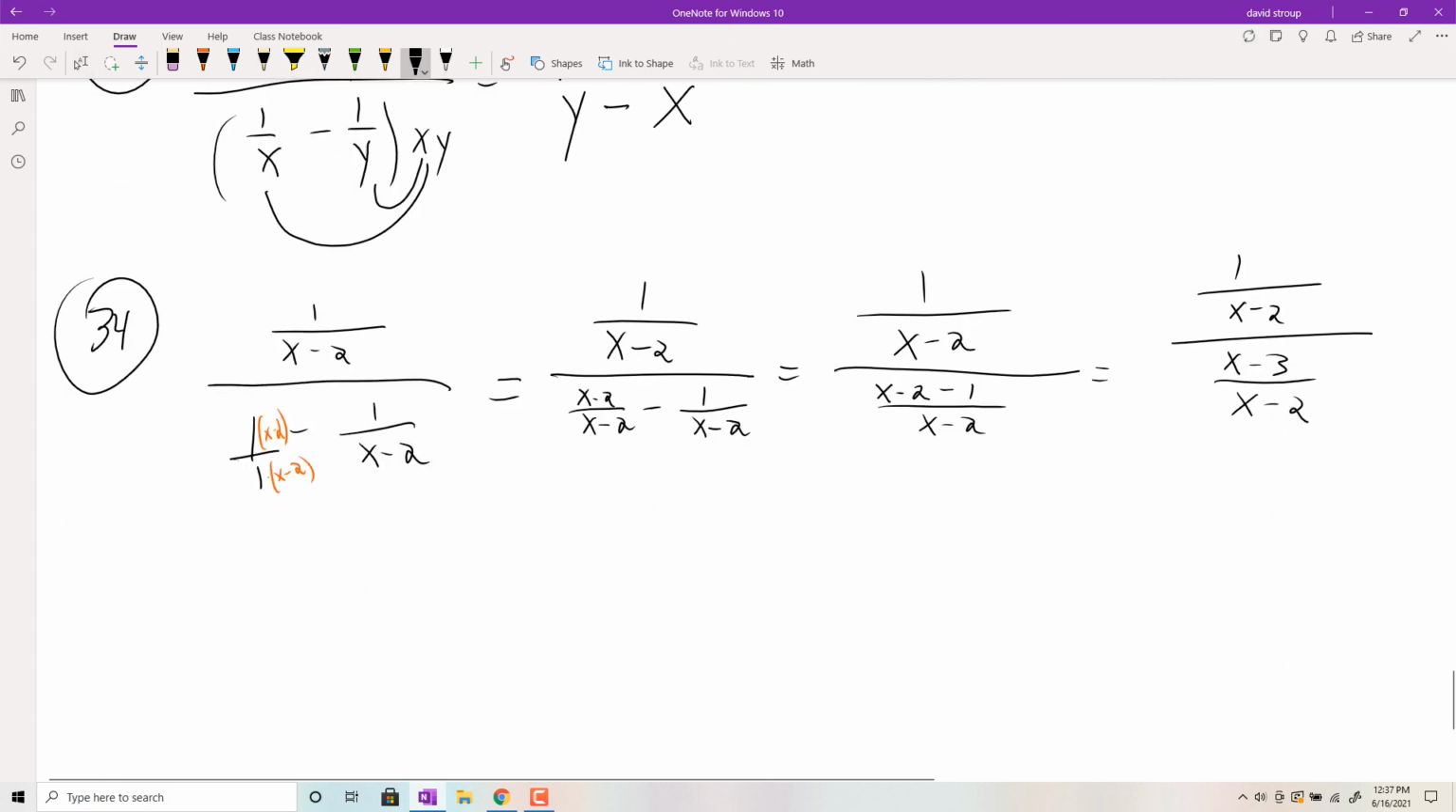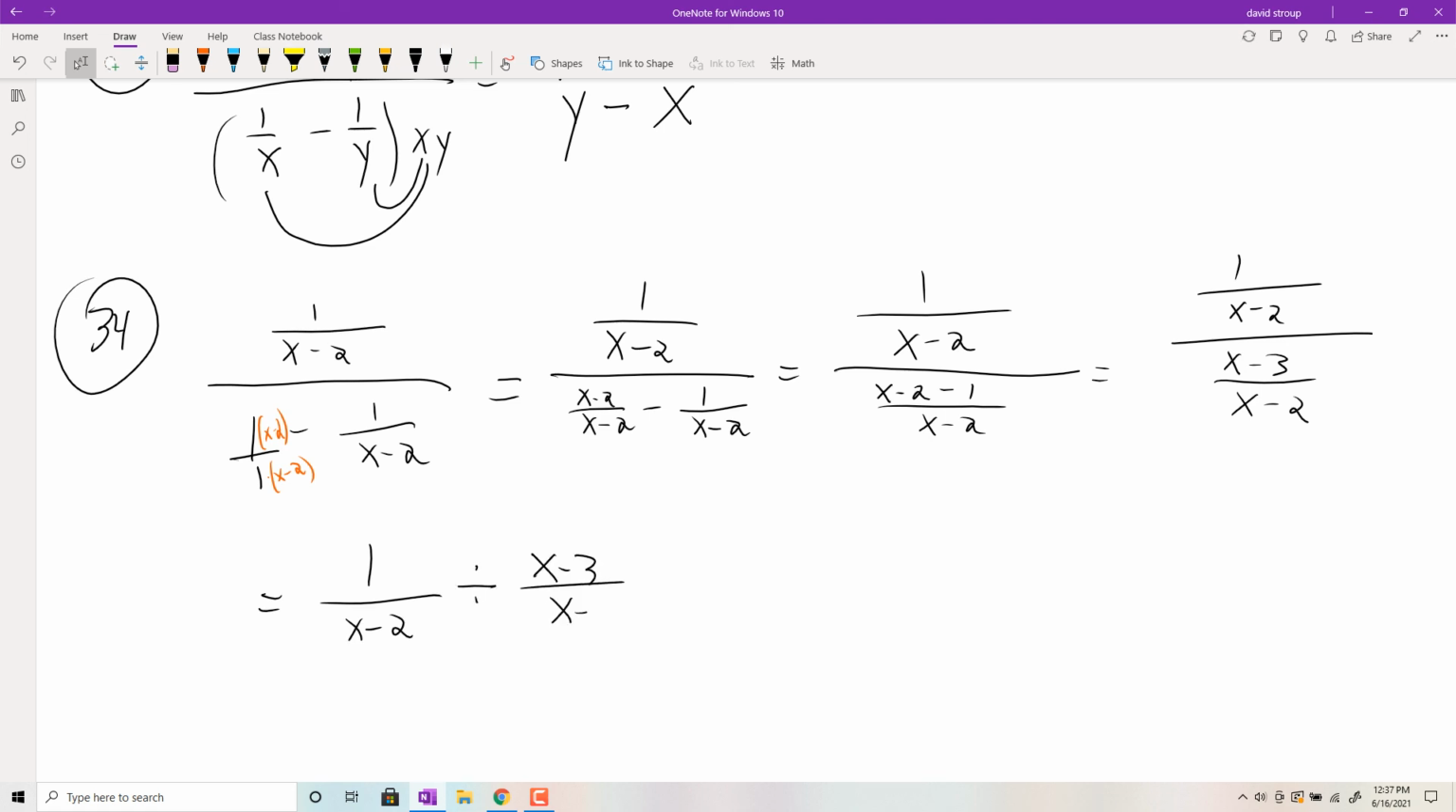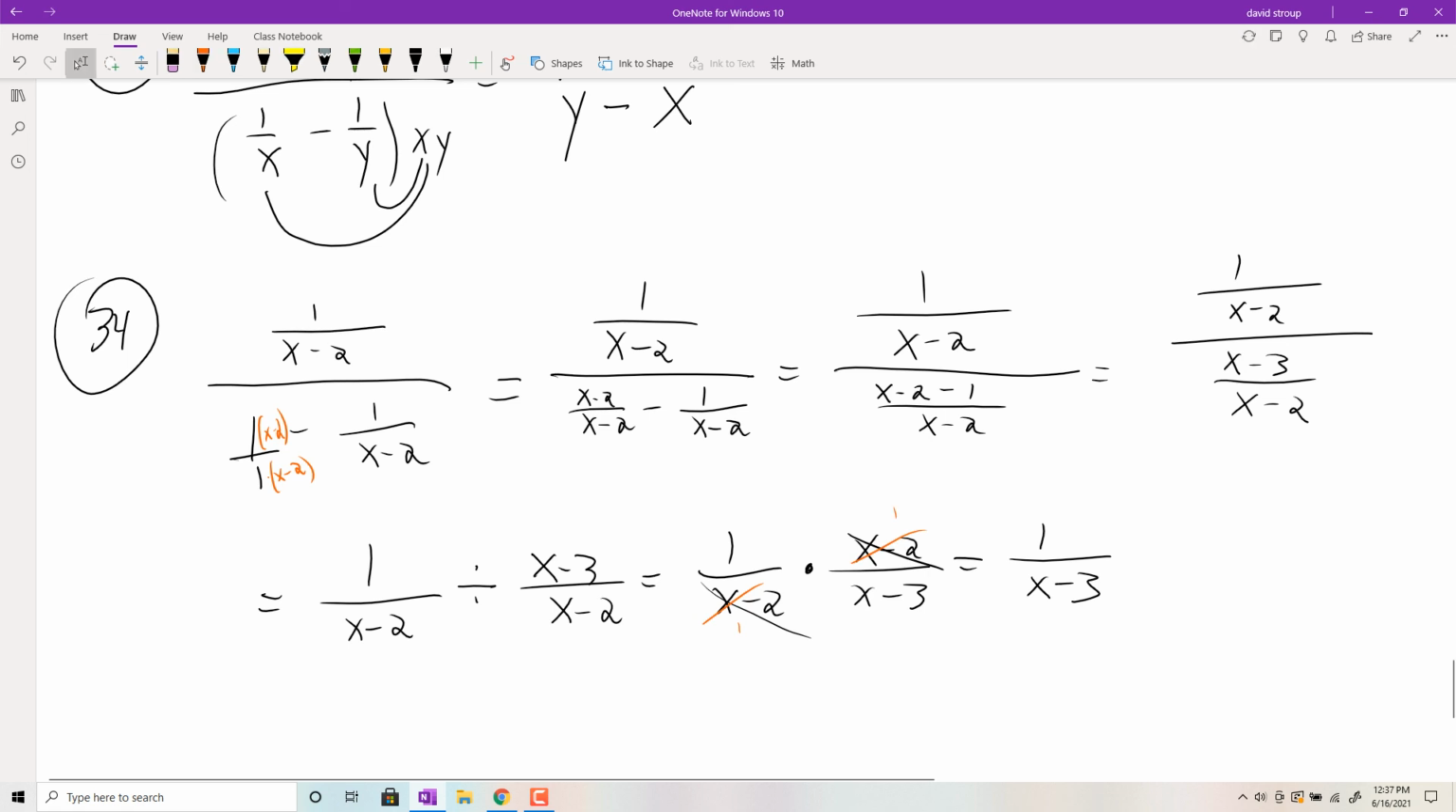Turn it into division: 1 over x minus 2 divided by x minus 3 over x minus 2. So I get 1 over x minus 2, instead of divided by, multiplied by x minus 2 over x minus 3. And then you see there's going to be a nice cancellation right here. And you can end up with 1 all over x minus 3. I mean, if you get confident enough at doing these problems, you could just do your simplifications right there, and you'll have your answer. Okay.